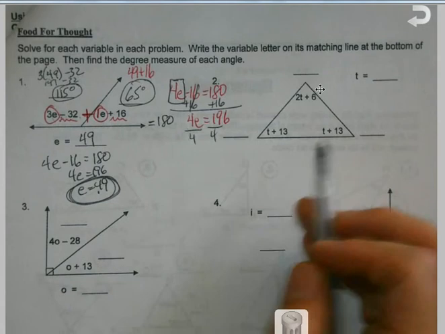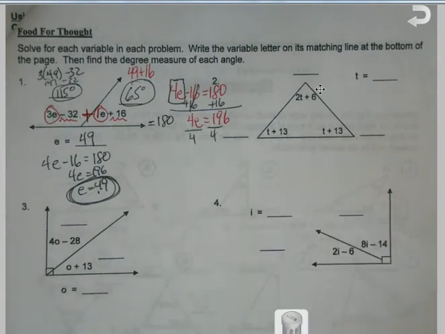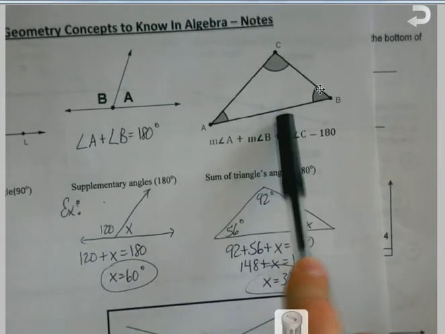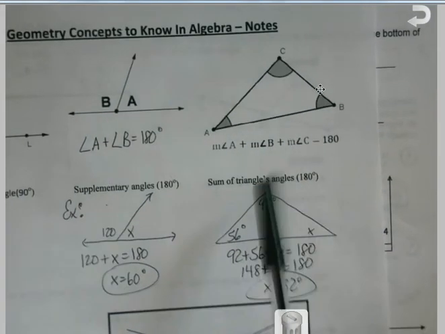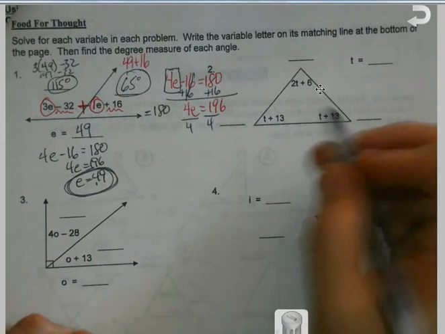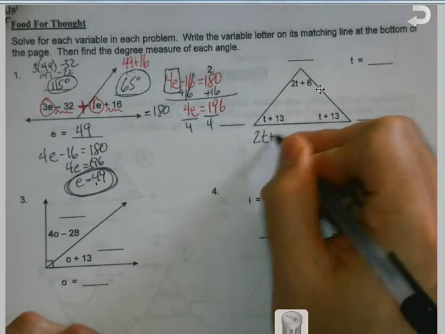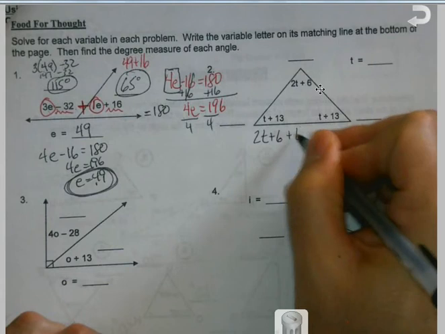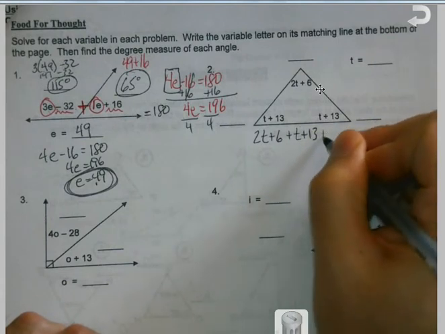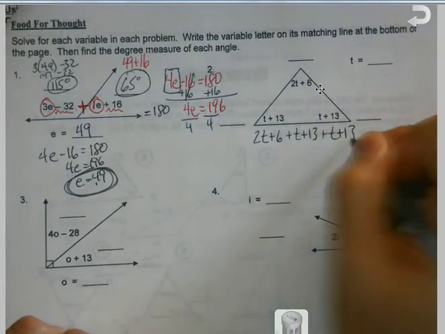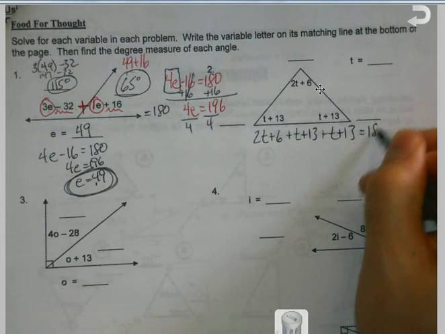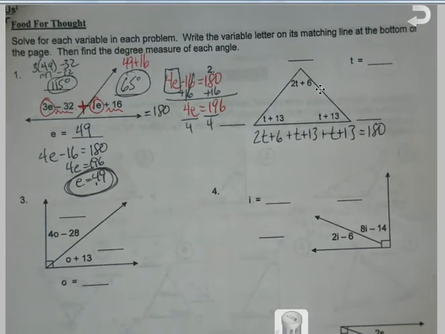So I look at the next one. How many degrees are there in a triangle? I think I heard it. 180. 180. Right here. See? Note sheet. Good thing. Okay? So if these all add up to 180, so 2t plus 6 plus t plus 13 plus another t plus 13, okay? That's going to equal 180, because we know that's what the triangle's angles add up to.